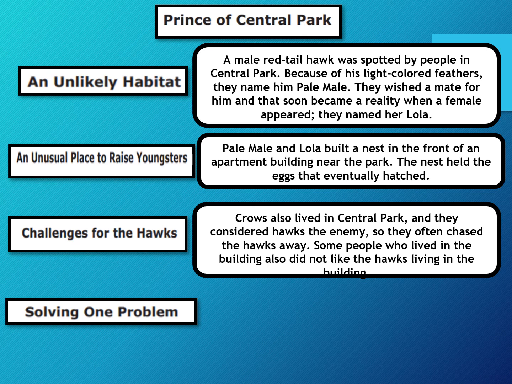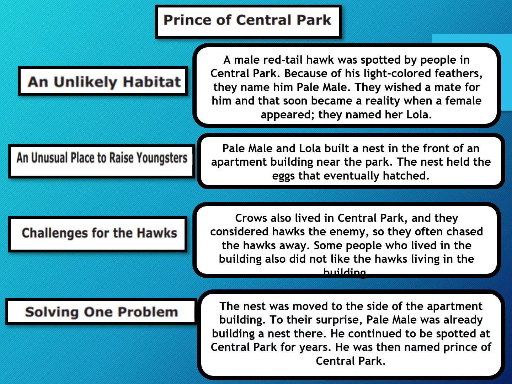And now, what happened with solving one problem? What happened there is that the nest was moved to the side of the apartment building, and to their surprise, Pale Male was already building a nest there. He continued to be spotted at Central Park for years. He was then named, going back to the title, Prince of Central Park.